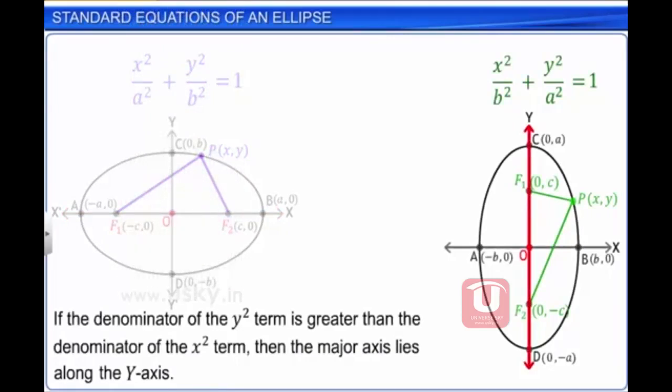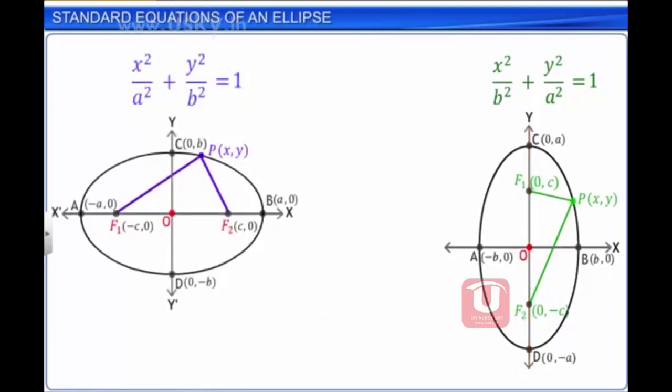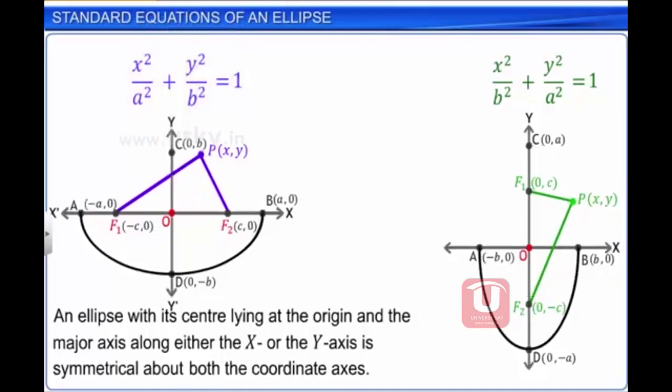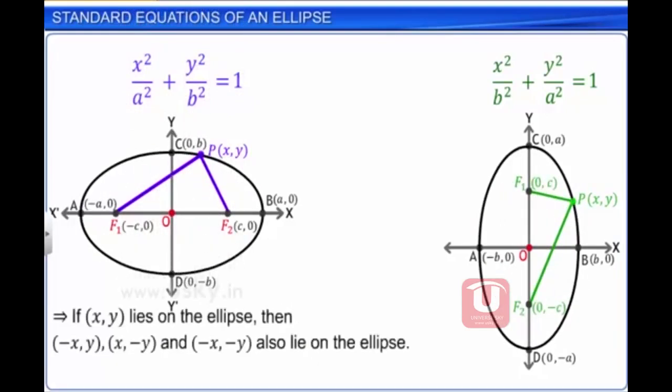Note that both the standard equations of an ellipse contain even powers of x and y. Therefore, an ellipse with its center at the origin and the major axis along either the x or y-axis is symmetrical about both the coordinate axes. What this means is that if a point x, y lies on the ellipse, then the points minus x, y, x, minus y, and minus x, minus y also lie on the ellipse.